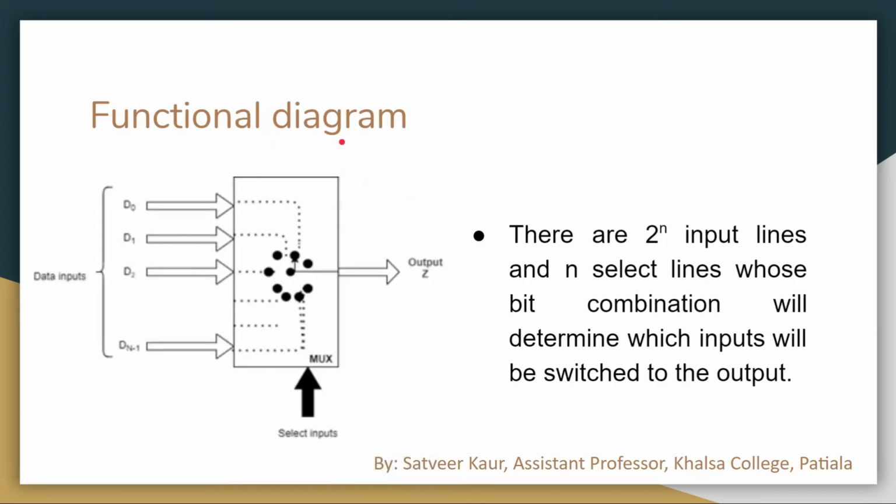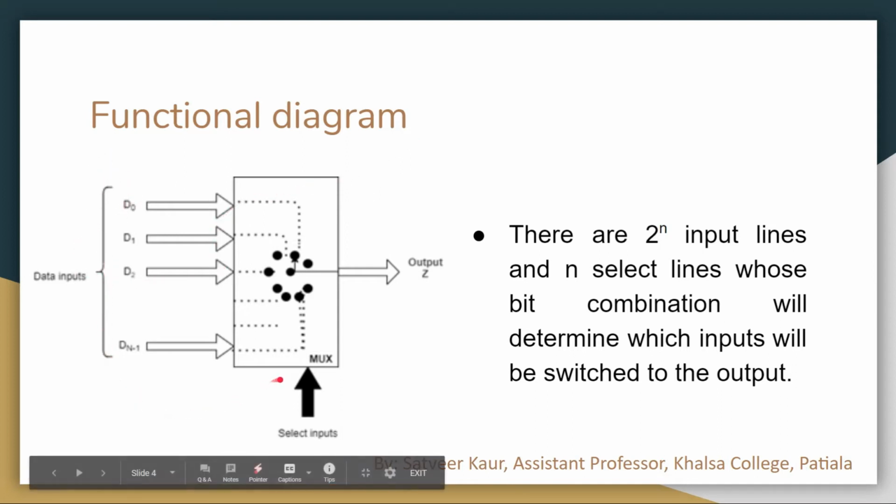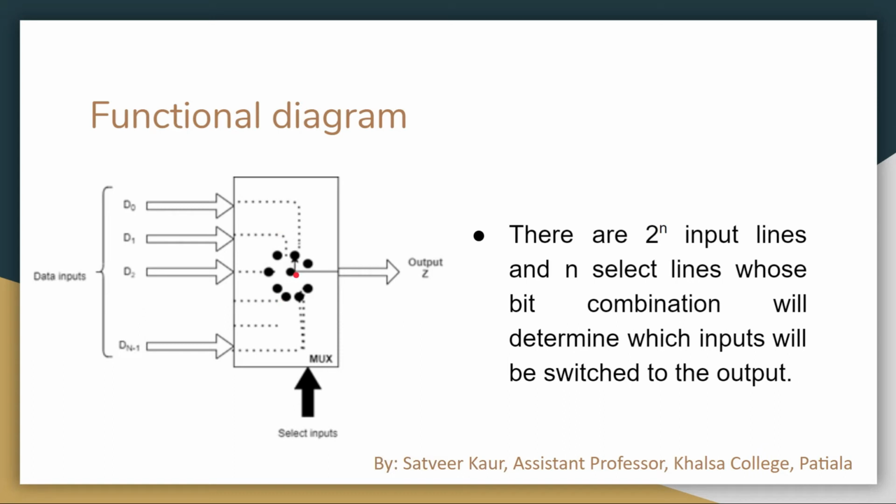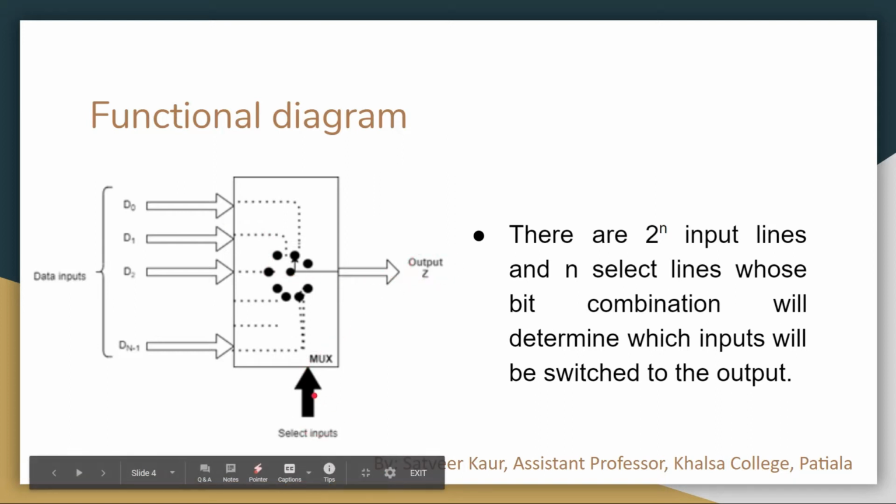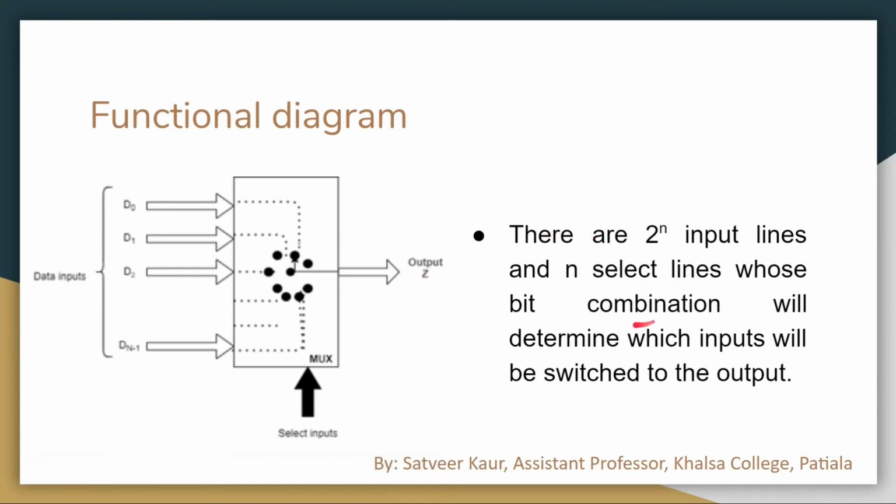This is the functional diagram of a multiplexer. These are n data inputs and this one is the clock. According to the clock pulse, at one time one input will be directed to the output, and this will be directed as per the input combination of select inputs. There are 2^n input lines and n select lines. These select inputs will be n, whose bit combination will determine which inputs will be switched to the output.